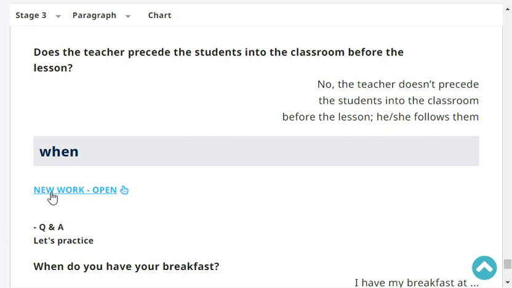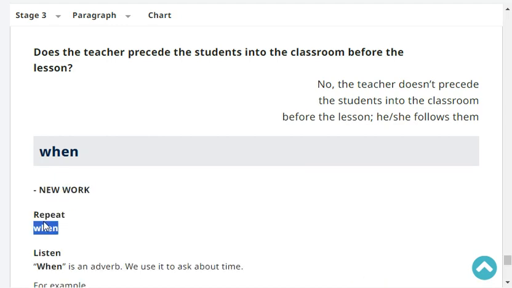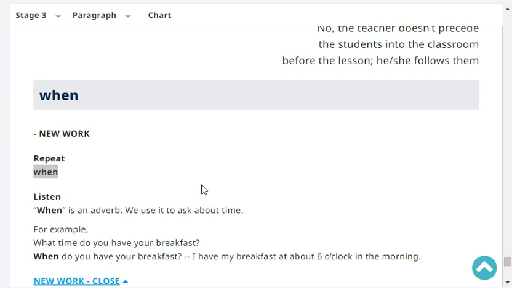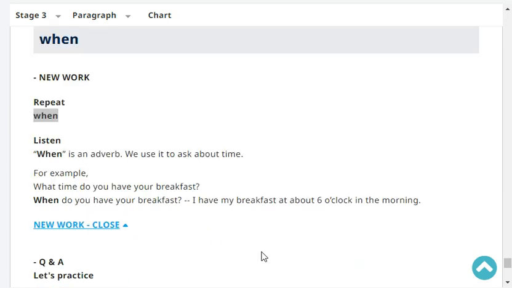First word, when. Very good. Okay, listen. The word when is an adverb. We use the word when to ask about the time. For example, we can say, what time do you have your breakfast? Or we can also say, when do you have your breakfast? And then you can answer, I have my breakfast at about 6 o'clock in the morning, very early.